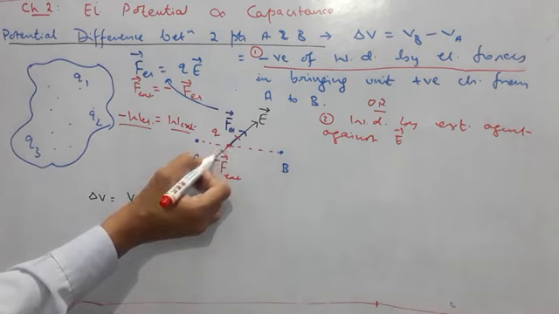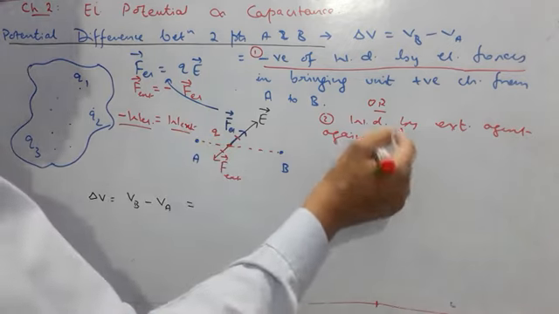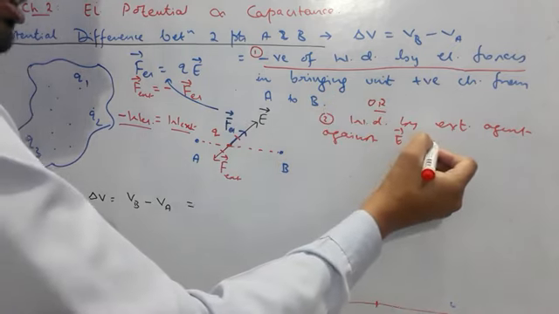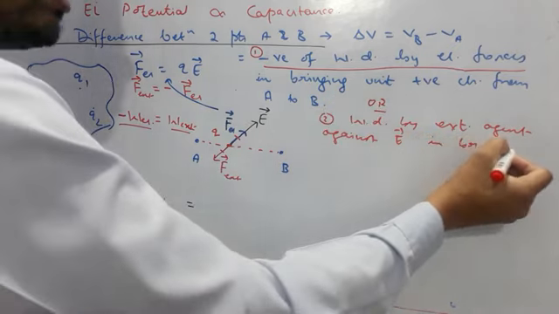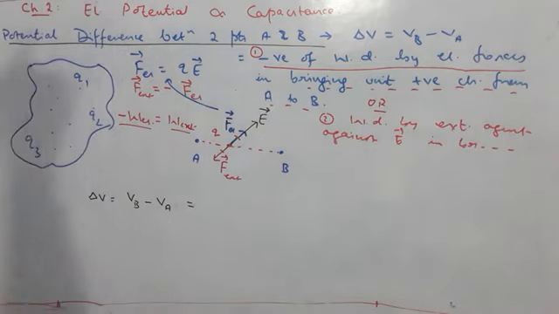External agent has to apply a force opposite to the direction of electrical force. It does work against electric field. The rest part is same, in bringing unit positive charge from one point to the other. So this is the formulation for potential difference between 2 points.